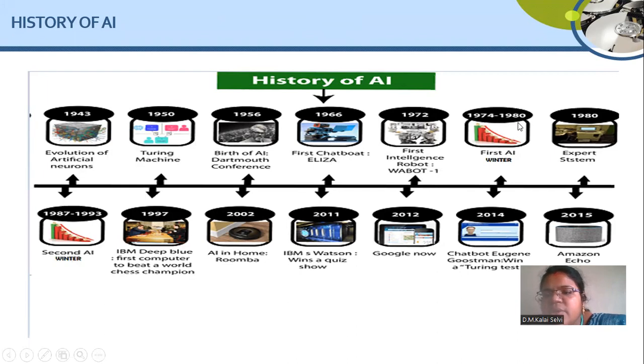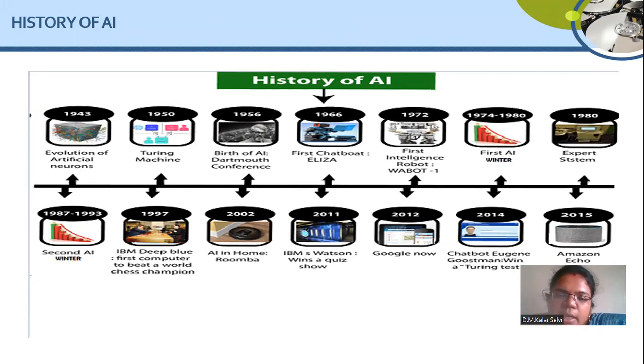From 1974 to 1980, during the first AI winter, the growth of AI slowed. In 1980, expert systems were launched, and from 1987 to 1993, the boom of AI evolved. During this period, many corporations converted their work from normal manual work to AI expert systems. In 1997, Deep Blue was proposed by the IBM company. This was the first computer to beat a world chess champion, by an artificial intelligence machine.